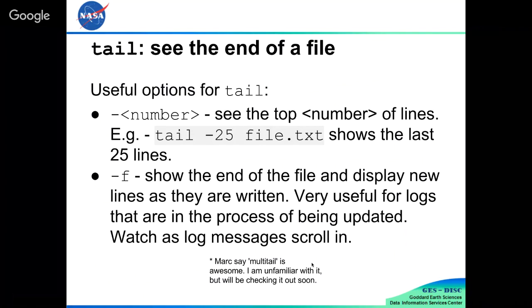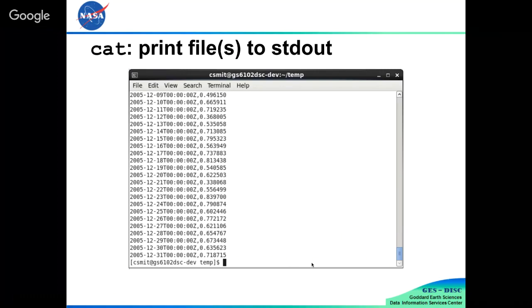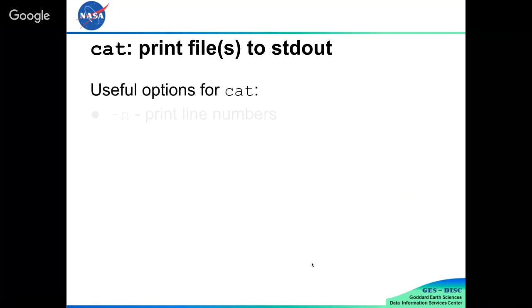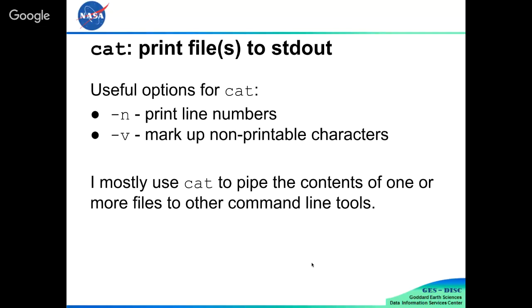So real basics, looking at the file. Okay, so cat. I think this stands for concatenate. Basically you get a bunch of files and it just reads them and prints them to standard out, which is super boring, yet very useful. You cat a file and it just shows you what's in the file. If you do -N, it gives you the line numbers. Apparently -V will mark up non-printable characters. I use it mostly to pipe things to other command line tools, honestly.